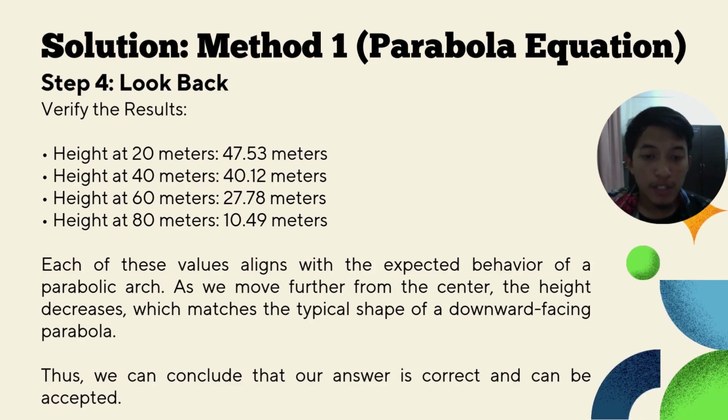And last but not least, step number 4, which is reflecting or looking back. So if we can see here, the height at 20 meters is 47.53 meters, which is correct. How do we know the height at 20 meters is 47.53? We need to refer back to the graph or to the diagram that we just drew before this. And we will get all the answers. We will check all the answers and all the answers will be correct.